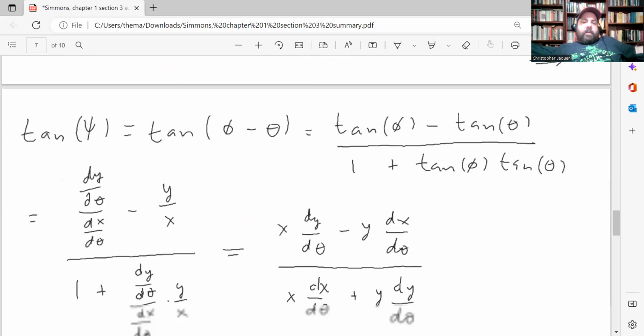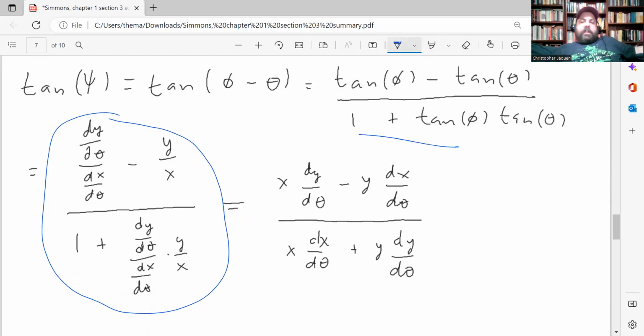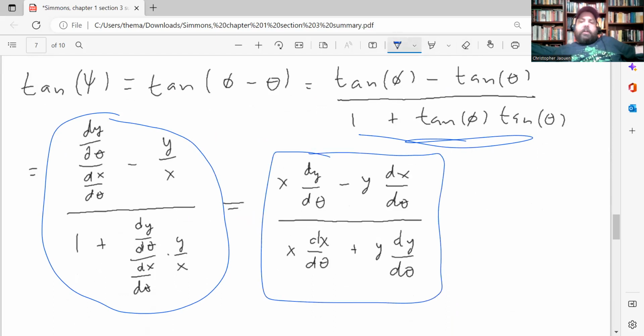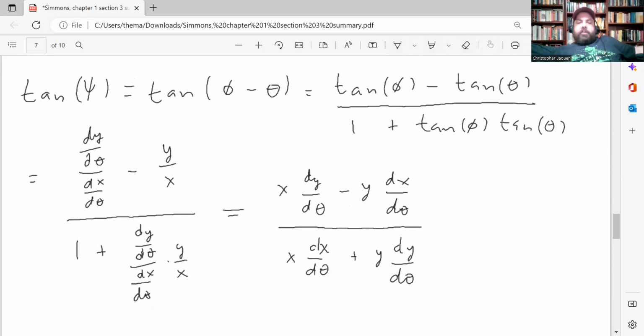So we end up with this complex fraction when we plug everything in over here. And then just simplifying the complex fraction, we end up with this expression over here. And then if we replace x, dy d theta, dx d theta, and y with the formulas that we derived up above, let me just remind you what those are.